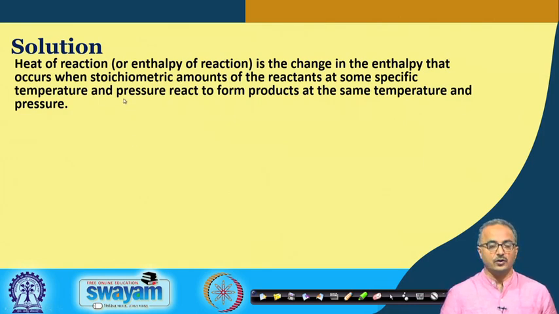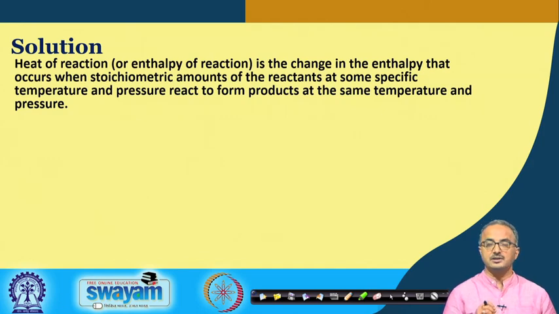So, first let us see what we understand by heat of reaction. Sometimes it is also called enthalpy of reaction, and this is the change in the enthalpy that accompanies stoichiometric amounts of reactants at some specific temperature and pressure reacting to form products at the same temperature and pressure. That means whenever a reaction goes on in stoichiometric amounts, not non-stoichiometric amounts, the reactants at a given temperature and pressure form the products at the same temperature and pressure.